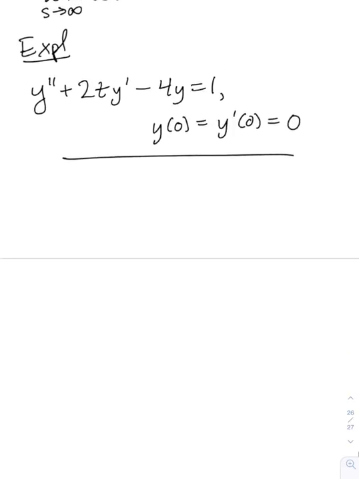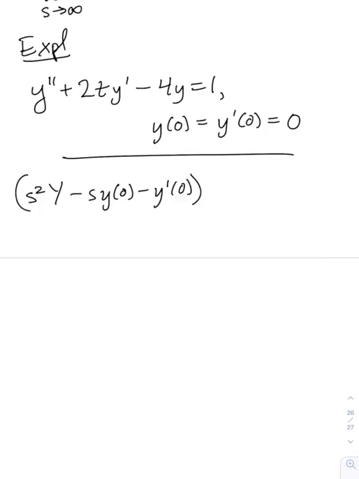All right, so again, I want to start off the same way. I take the Laplace transform of both sides. So I have the Laplace transform of y double prime. Using my property from before, that's s squared capital Y minus s little y of 0 minus little y prime of 0. Plus 2 times the Laplace transform, and do this one in a second step, of ty prime, minus 4 times capital Y is equal to the Laplace transform of 1, which is 1 over s.